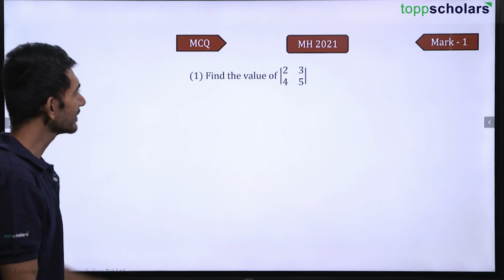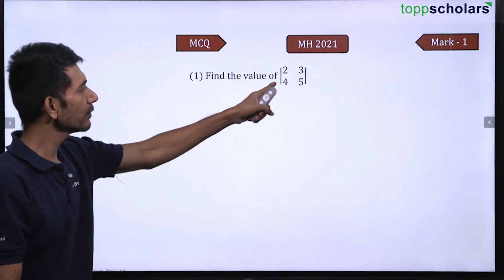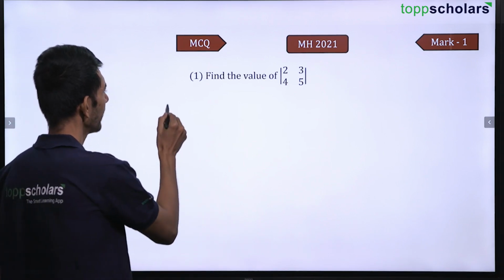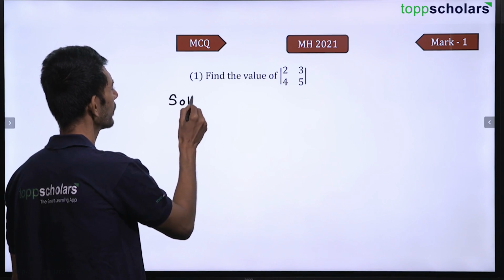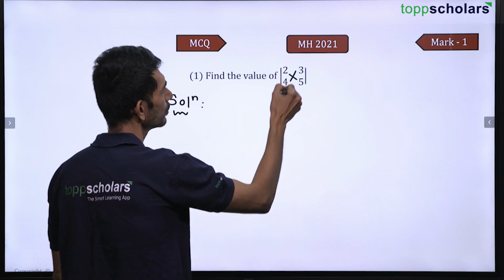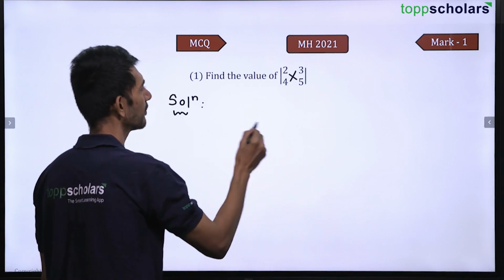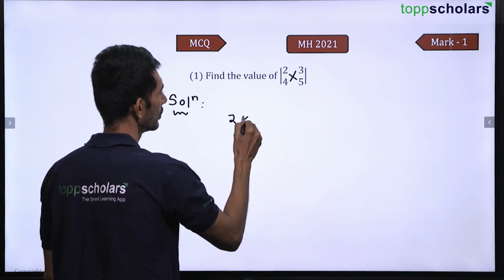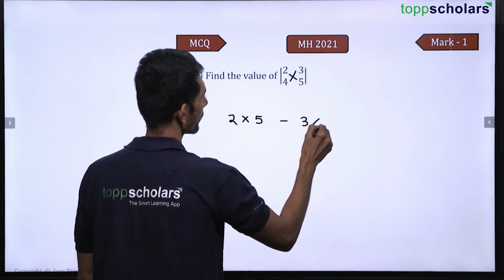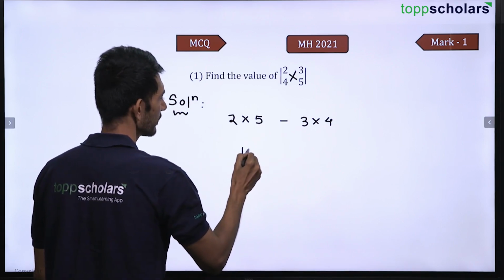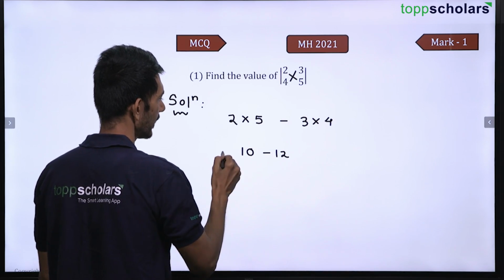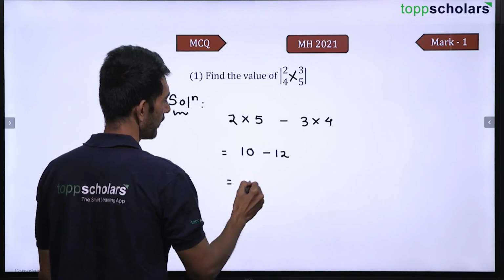So the new question says, find the value of the determinant 2, 4, 3, 5. This is again a very simple question, right? And we know how to solve this, how to find out the determinant. All you need to do is cross multiply and subtract. That is 2 into 5 minus 3 into 4. So 2 into 5 is 10 minus 3 into 4 is 12, right? So that gives you minus 2.